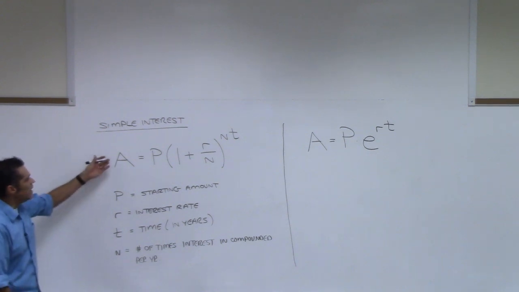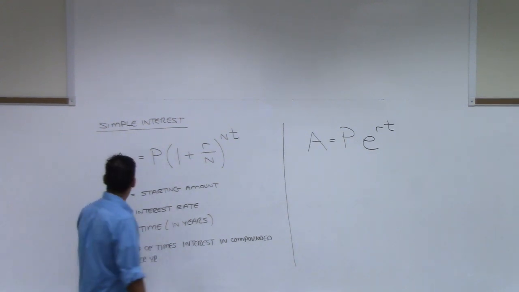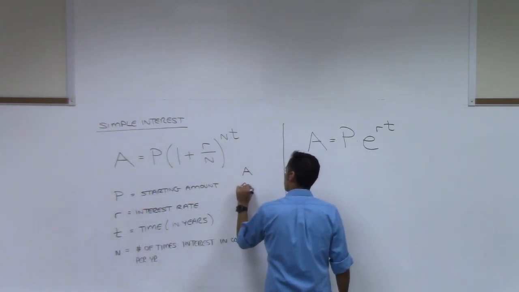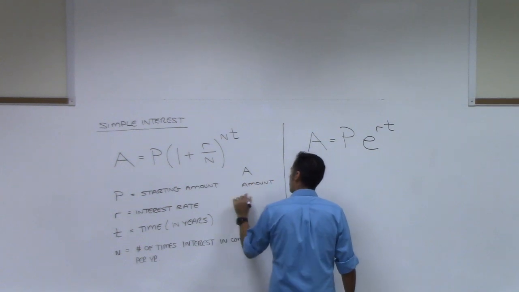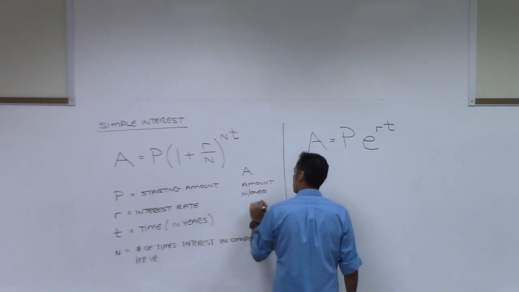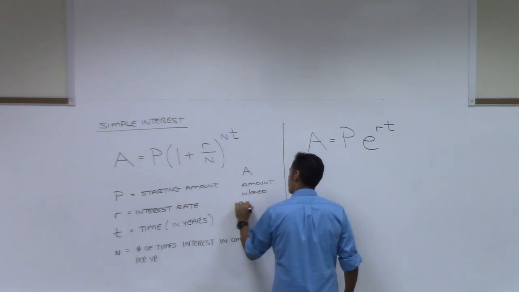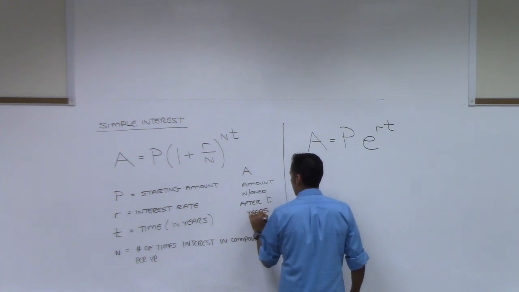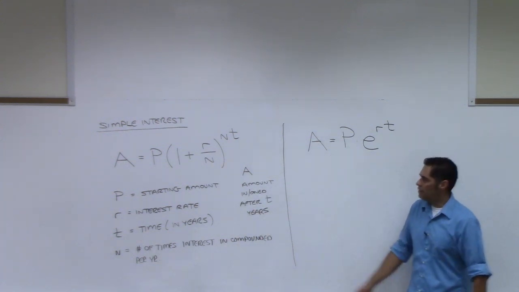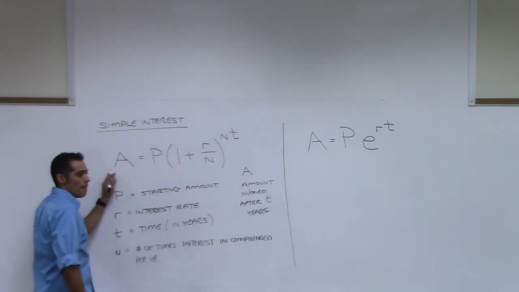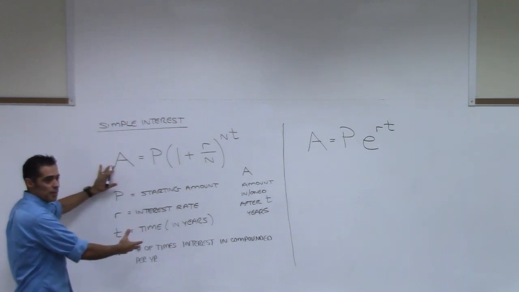And then finally is A. I haven't talked about what A is. A is the amount that's in there. Okay, so A is the amount in or owed, whatever it is. So it's the amount that's in the account or the amount that's owed after T years. It's basically telling you how much you owe. It's the final calculation. All of this will give you how much you're going to owe. All right, that's the simple interest formula.